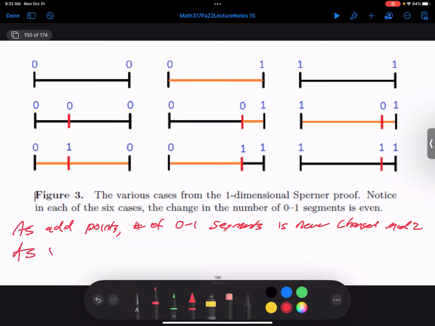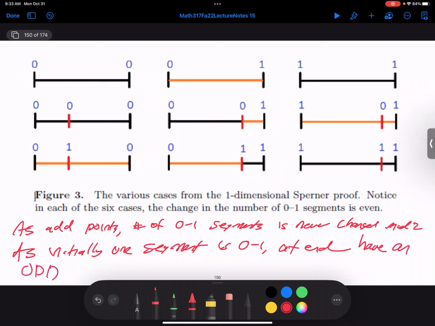So initially, one segment is 0, 1. At the end, what must be true? So if we start with one segment that's 0, 1, what must be true in the end? There's at least one. Why? What do you know about the number of 0, 1 segments at the end? You have an odd number of 0, 1 segments.